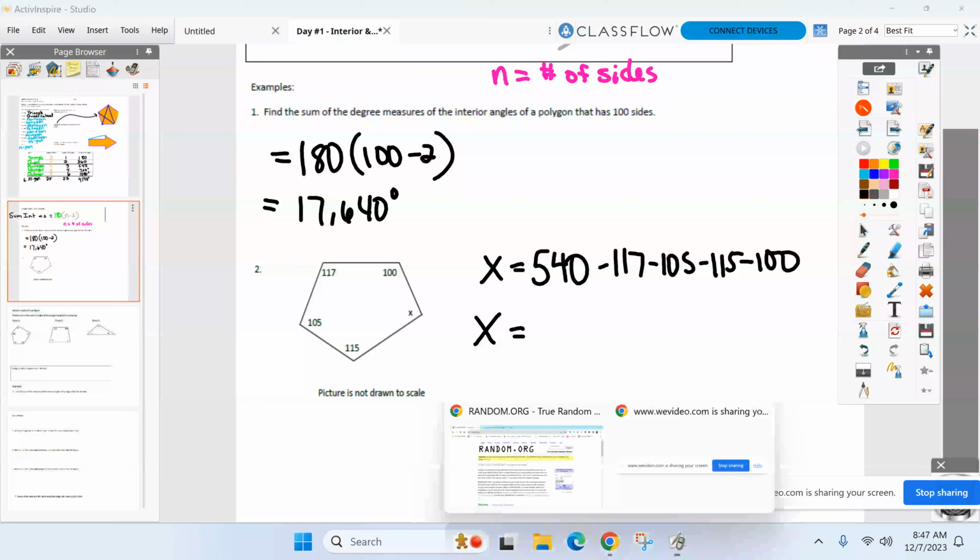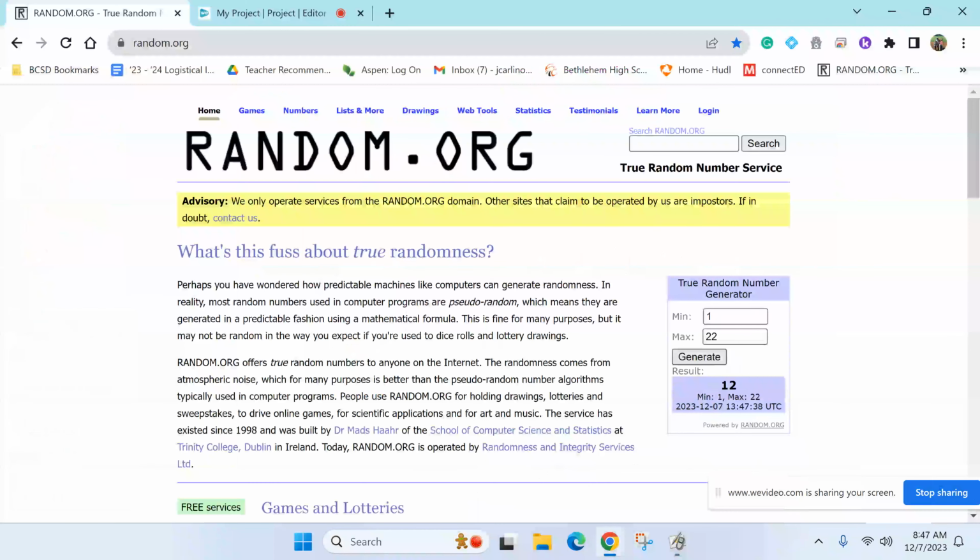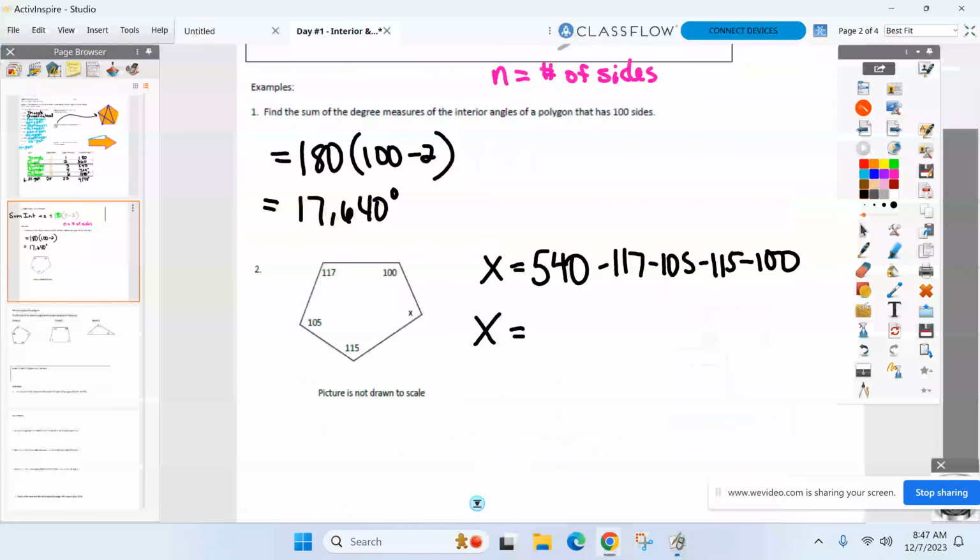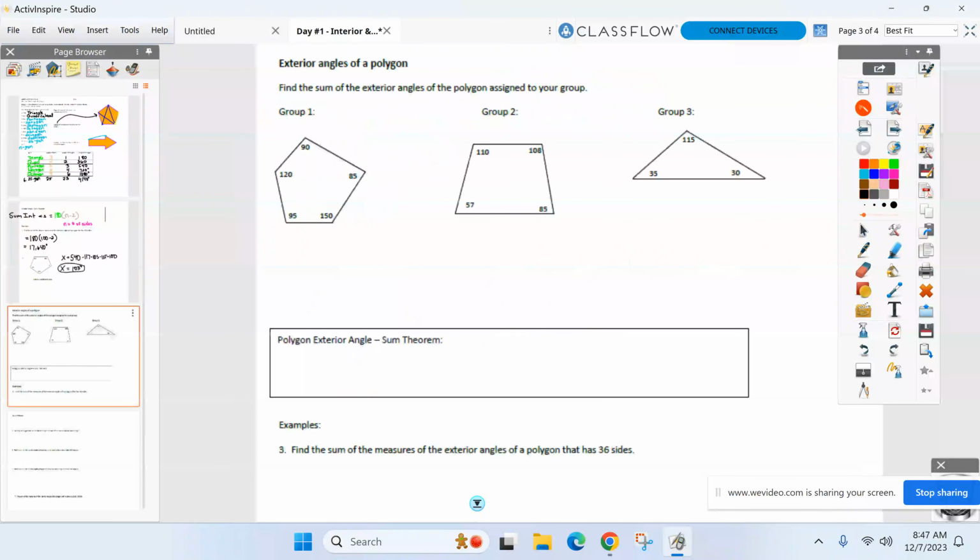So that remaining angle, Finley, what's the remaining angle there? 103 degrees. All right, good. So now we know all about the interior. Now it's time to go on the outside. What's the deal with all the exterior angles?